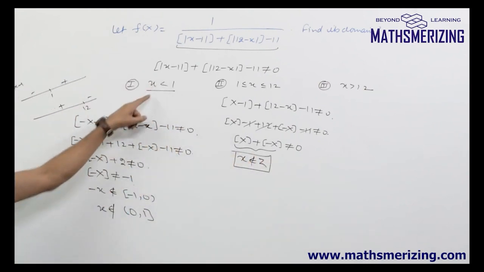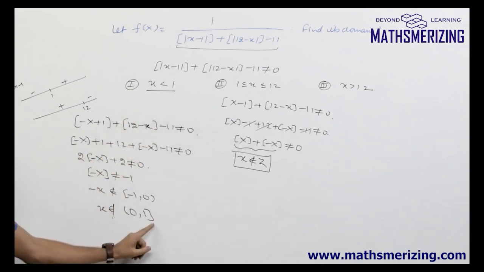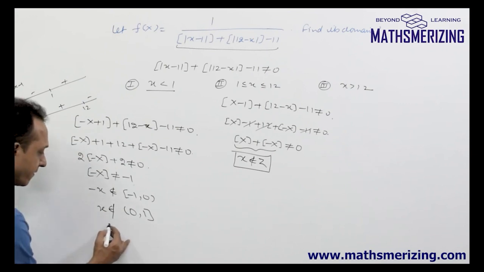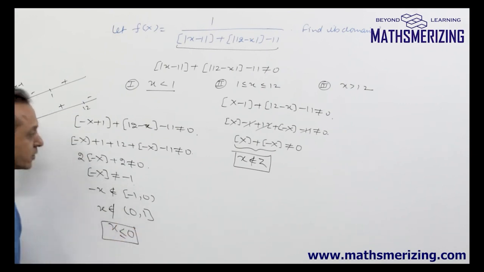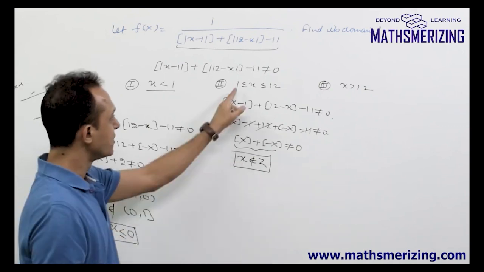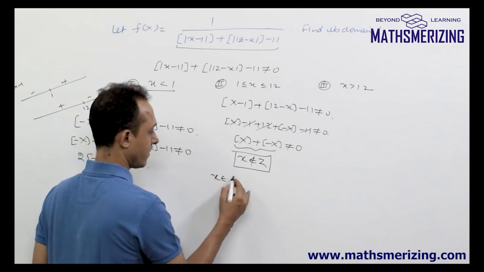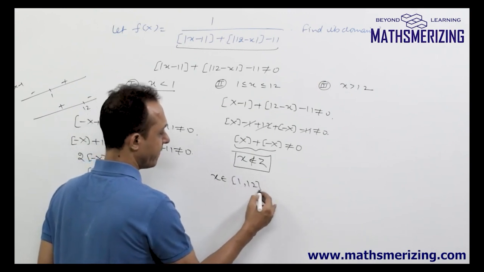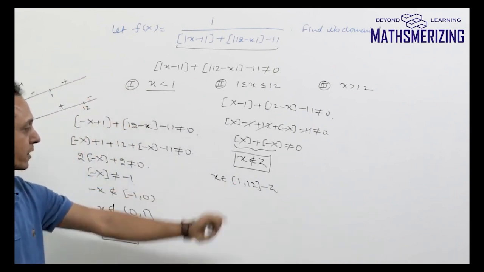So from the first case, I'll get x should be less than 1, but should not lie between 0 and 1. So from here I can say the value of x is simply less than or equal to 0. Here I'll get all the values of x between 1 and 12, except all the integral values, that is 1, 2, 3, 4, up to 12.